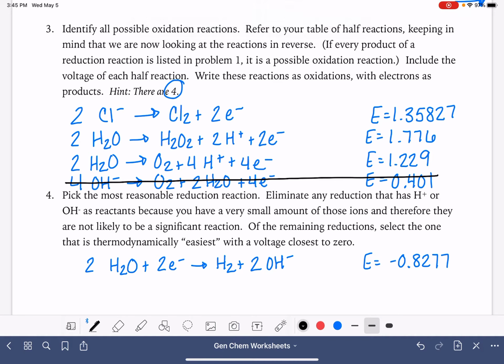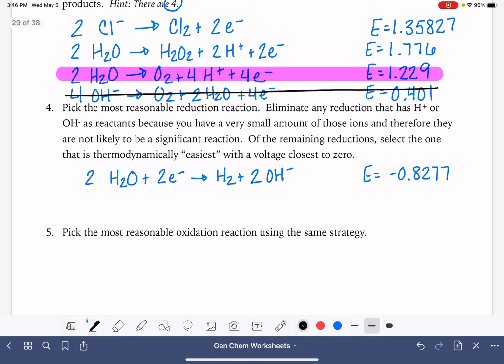Once we have narrowed down to 3, we're going to select, of those 3, the one that has the voltage closest to 0. That's this reaction right here. That is our most reasonable oxidation reaction, and I'm going to copy that in this space right here. Now we have identified the oxidation half reaction and the reduction half reaction. All that we have left to do is calculate the voltage and figure out the overall reaction and the products of this reaction. We're going to be doing that on the next page.